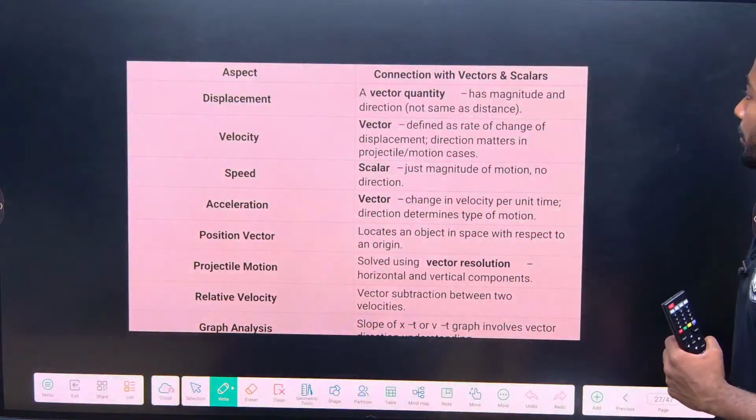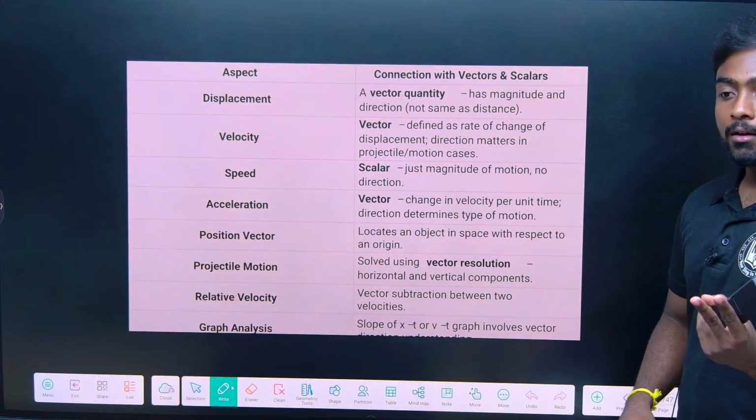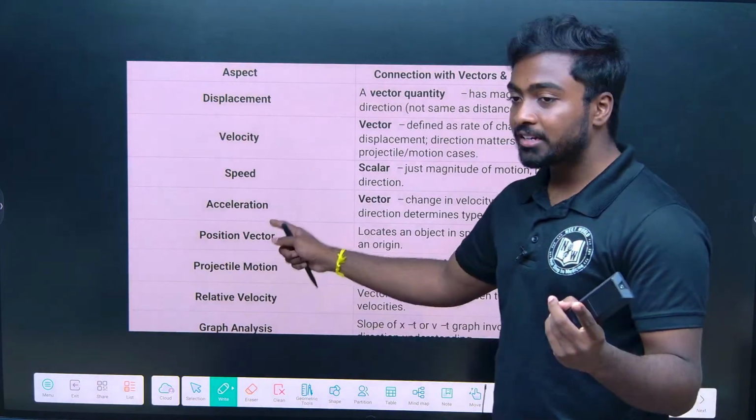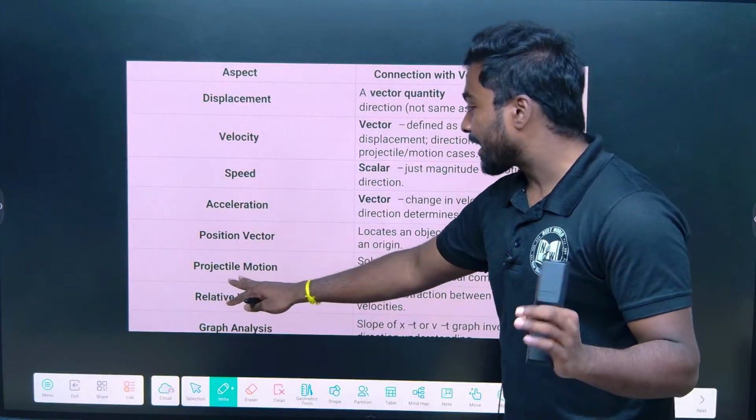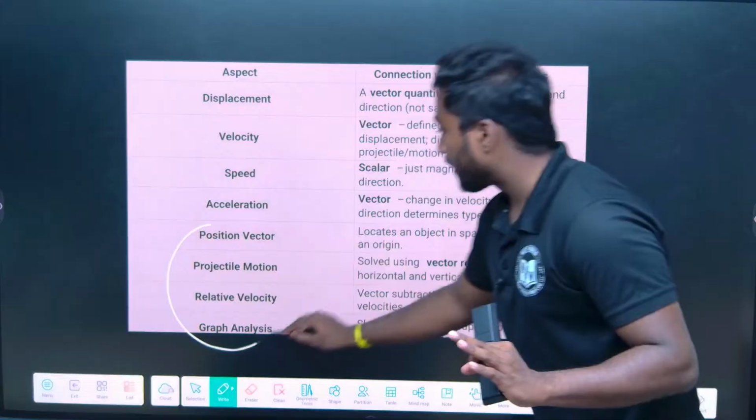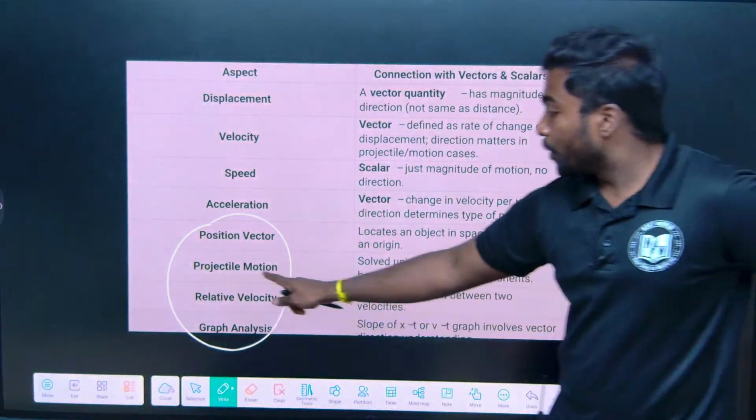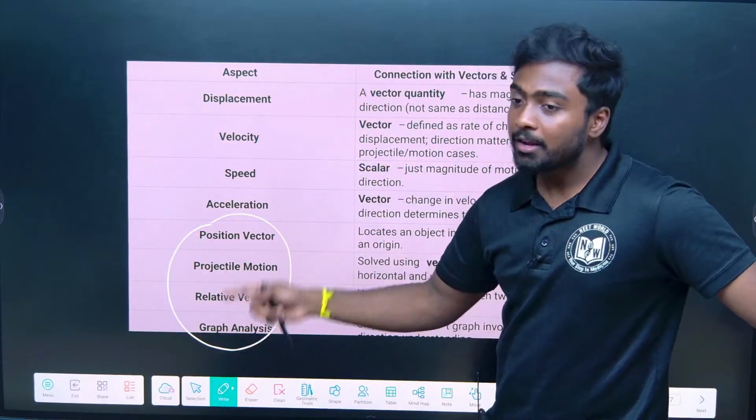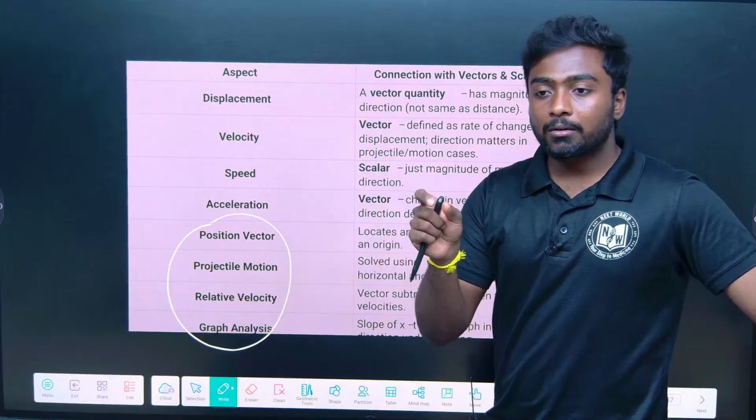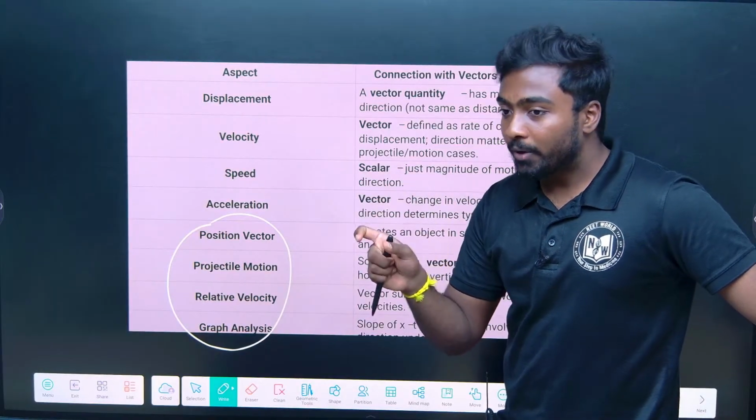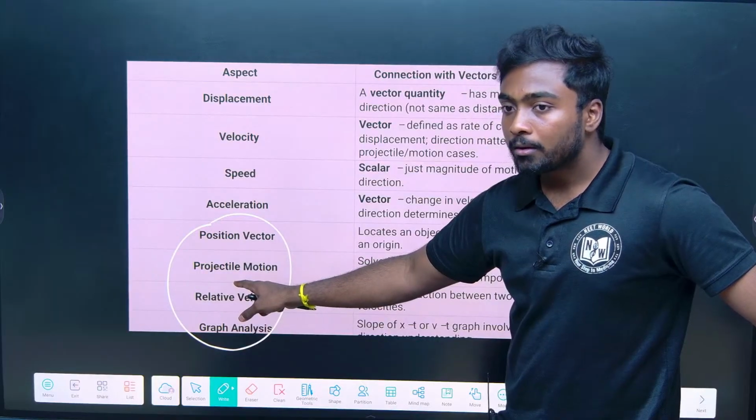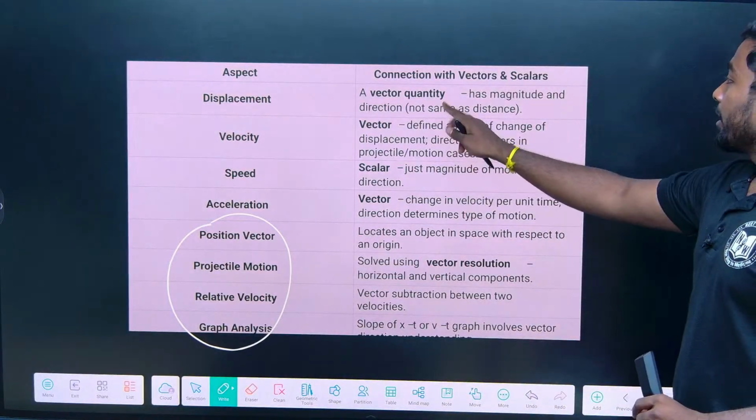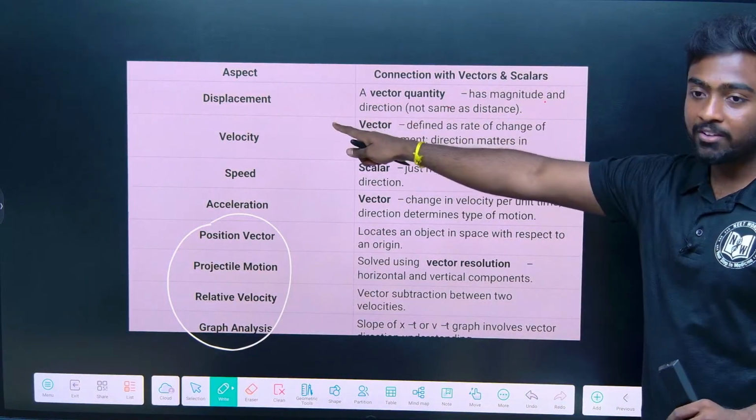Okay. Now displacement, it's a vector quantity. Velocity is a vector, speed is a scalar, acceleration is a vector, position is a vector. Now we will see projectile motion, relative velocity, graph analysis. Projectile motion is motion in a plane, and so is relative velocity motion in a plane. If you are confident enough in vectors, it is easy to tackle projectile and relative motion. A vector quantity has magnitude and direction, like displacement.